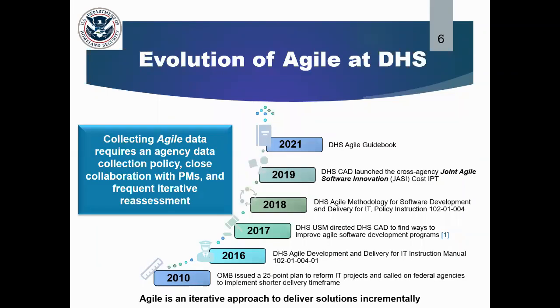In the Department of Homeland Security, Agile has been around for about 12 years, but the efforts of the Cost Analysis Division to improve the state of cost estimation began roughly in 2019 with the inception of the Joint Agile Software Innovation Cost Integrated Product Team, known as JASI. And today, 3 years later, we are sharing with you cost tools and best practices built from real data, and also ways to replicate this model for those of you that are non-government. Next slide.